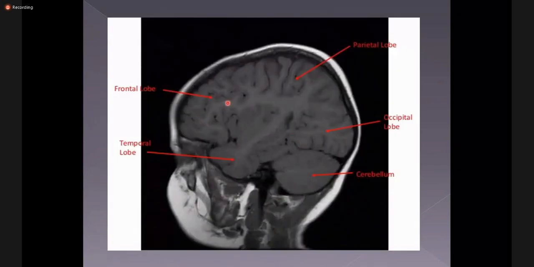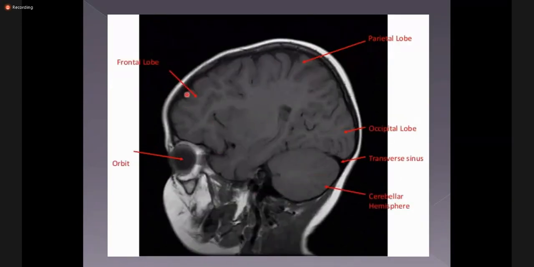Now these are the sagittal images. We go from the parasagittal to the sagittal image. Anteriorly is the frontal lobe, inferiorly is the temporal lobe, this is the parietal lobe, and posteriorly is the occipital lobe. All four lobes are seen. This is the white matter, and this gray line is the gray matter. And this is the cerebellum, in the posterior fossa.